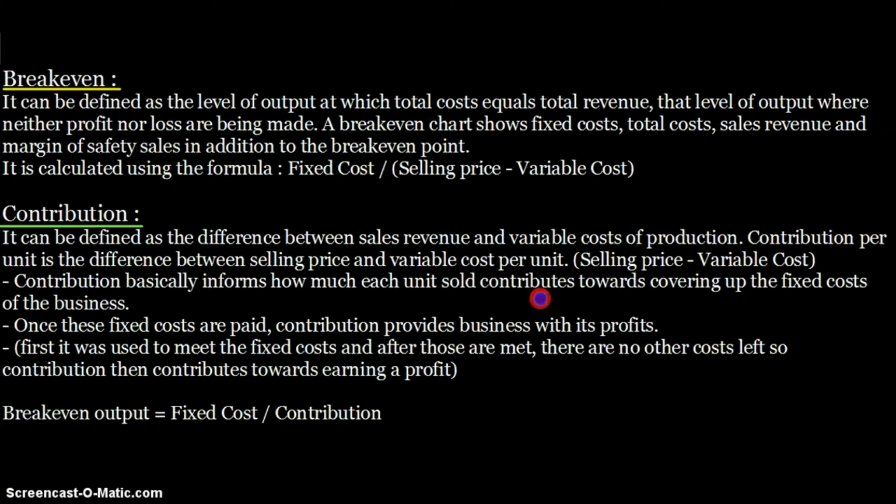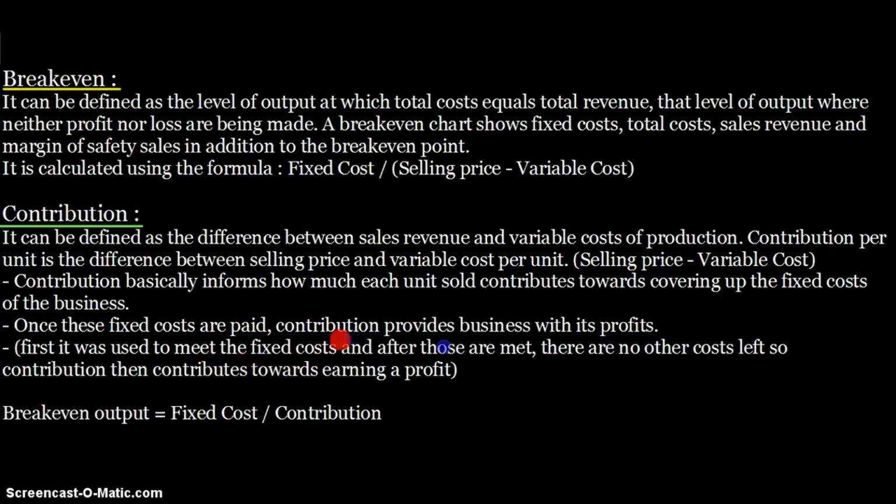Let's say we have a product that is sold at $60 and variable cost is $30, so 60 minus 30 is $30. So each unit contributes $30 towards covering the fixed cost, which is, let's say, $30,000. And how many products do we need to cover up the $30,000 fixed cost? We need 30,000 divided by 30, that is 1,000. 1,000 units need to be sold in order to cover up the fixed costs and reach the break-even point.